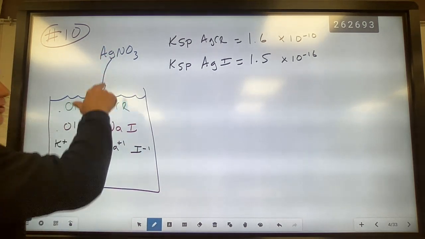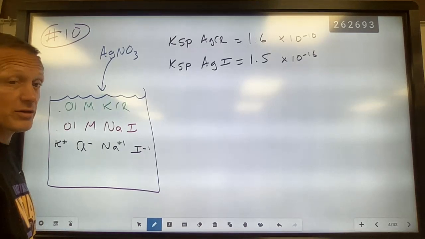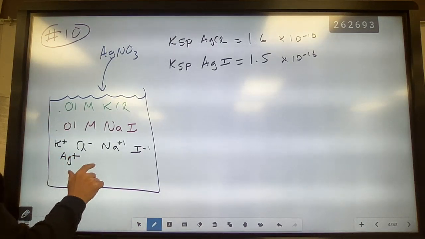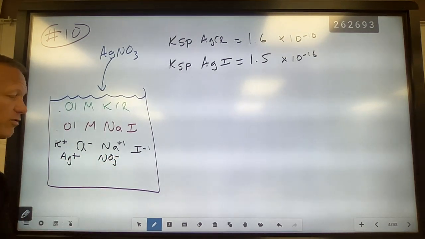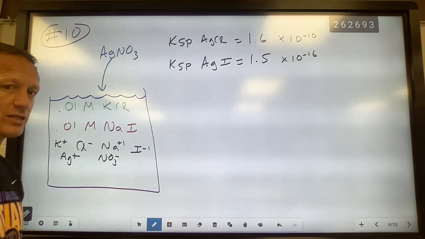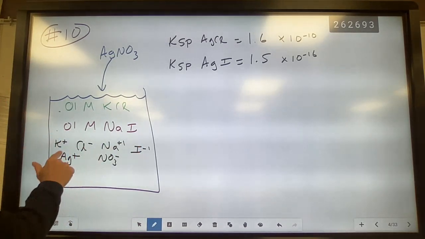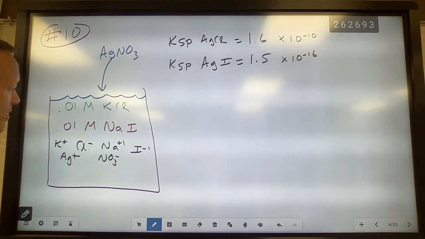They're going to add some AgNO3, probably just some solid AgNO3. And this also dissociates. So now we've got some silver ions floating around and some nitrate ions floating around. So now we've got 6 different ions floating around in solution. And we know the concentration of these 4 ions. We don't know the concentration of these because we're just adding in some solid silver nitrate. We don't know the amounts.